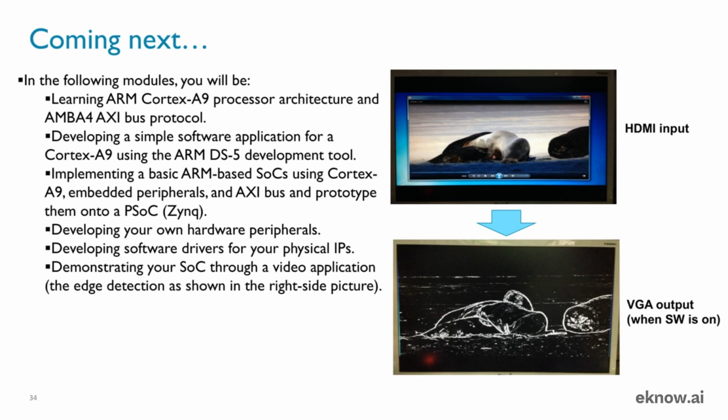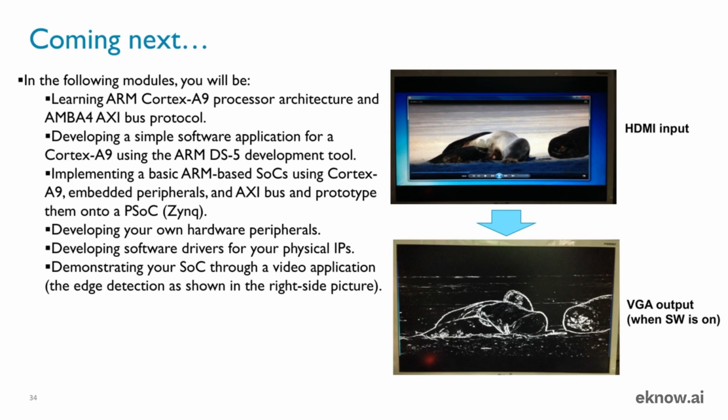Once we have that theoretical foundation, we'll move into software development. You'll learn to use a professional tool called the ARM DS-5 development suite to write and run a simple software application on the Cortex-A9 processor. This is your first step into programming the hardware. Next, we'll combine hardware and software.